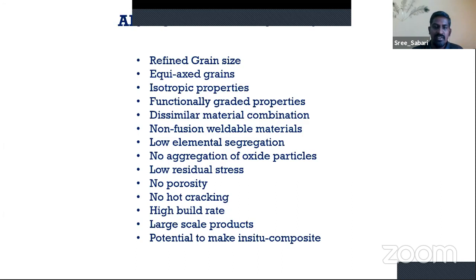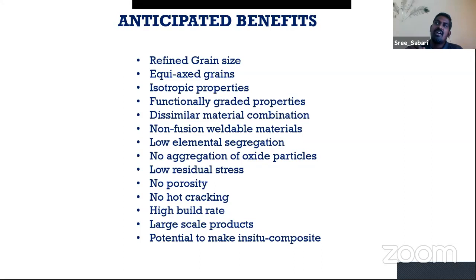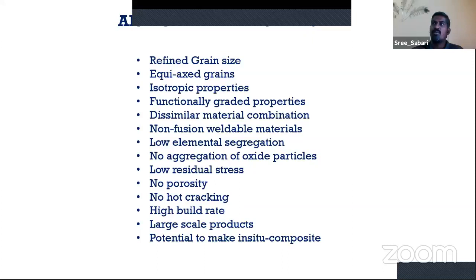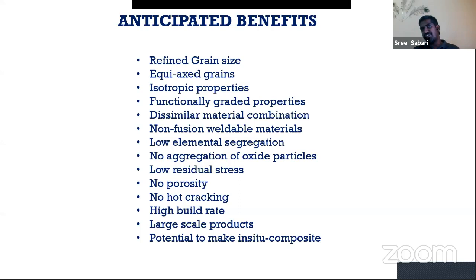And non-fusion weldable material. There are some materials which cannot be welded properly. Okay, one such material is aluminium. If you weld aluminium using TIG or MIG, you have a lot of challenges. Okay, so that is one of the non-fusion weldable materials. However, some people are getting some good properties over there using different filler materials and optimization, but generally speaking, it is a non-fusion weldable material. So, okay, you can do the additive manufacturing of those samples also.